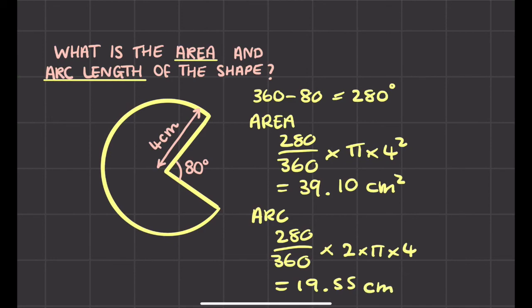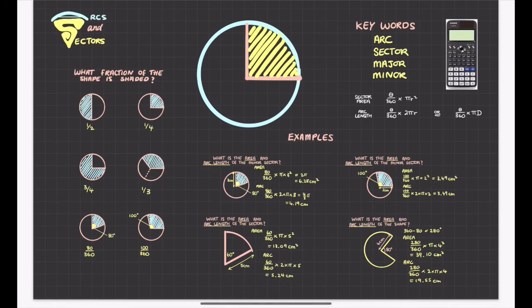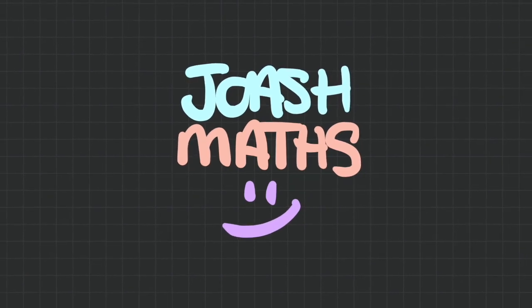Sometimes they ask you in questions not just for the arc length, but they ask you for the total perimeter. So if I wanted the total perimeter, I'd have to add on these two extra radii. Okay, I'd have to add on a 4, and then I'd have to add on another 4. Okay, so that is a quick look at arcs and sectors. Joash Maths.